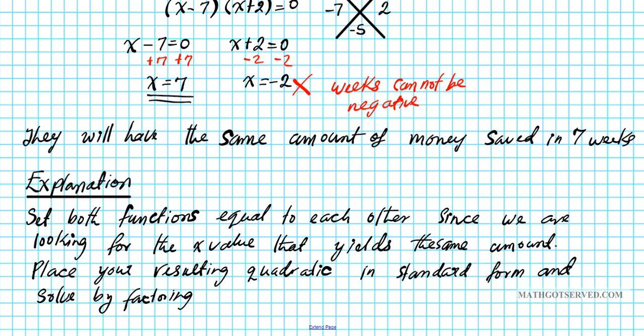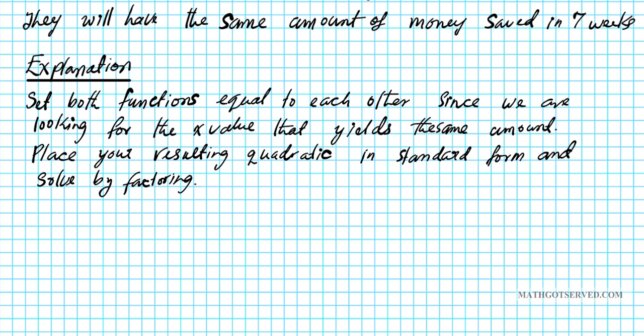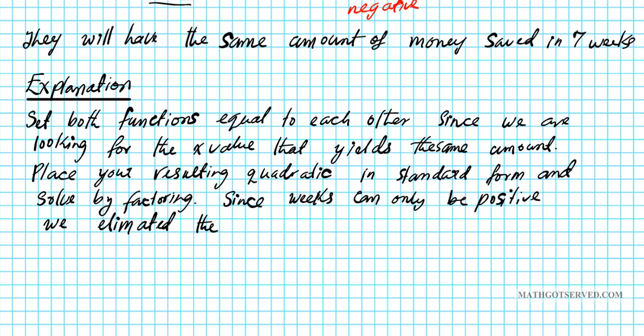No, remember our last step, we eliminated a solution that was not part of the domain. So we have to include that in our explanation because that is important too. Okay? Since weeks can only be positive, we eliminated the negative result and ended up with what? And ended up with 7.